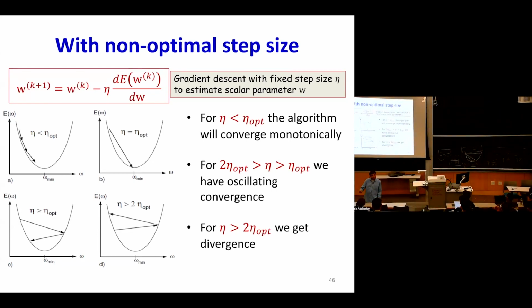And then when you cross twice the optimal step size, you actually begin to diverge. At twice the optimal step size, you're never actually going to go down, right? That makes sense to everybody? And so we have an optimal step size.